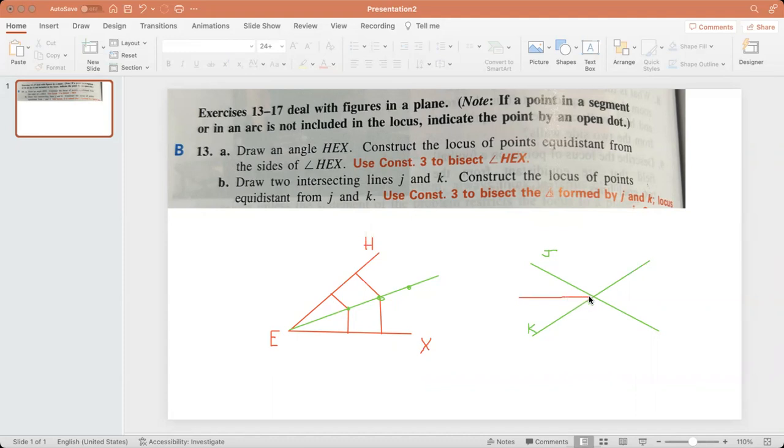I can't make it dashed. But then that would also go through the center and continue onward. But wait a minute. J and K continue onwards. In fact, this side is K, and this side is J. So we would also have a red line that would go north and south as well, like that. And so what you wind up with for this one, the red is the answer, two intersecting lines that are perpendicular to each other.